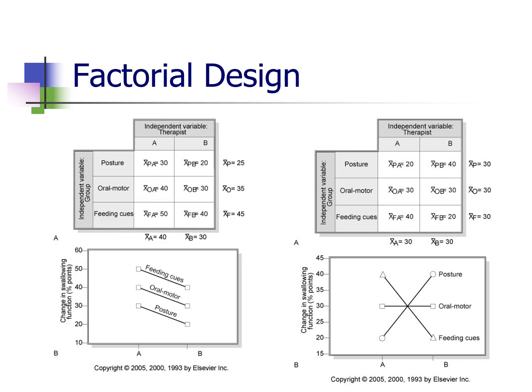So in summary, when we look at a multiple factorial design, we're looking at the effects of two distinct independent variables on a dependent variable. In this particular case, we're looking at three different types of training programs for individuals who have a CVA and swallowing dysfunction. We're also looking at the effects of different types of therapists. We gave you two different types of data sets here that show you whether or not main effects are present, and whether or not there's an interaction present.